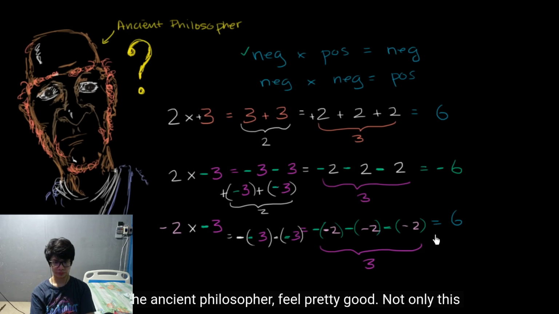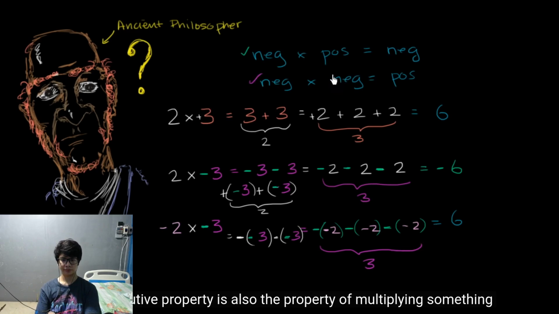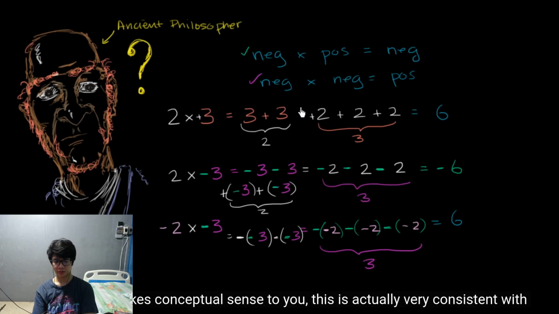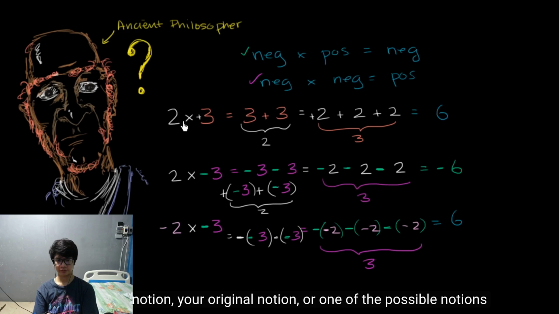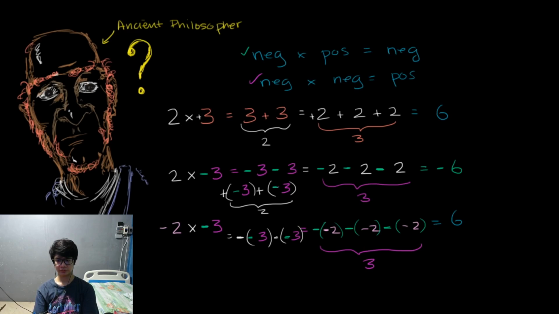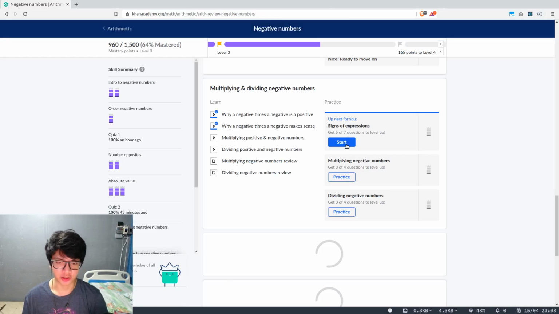So now you as the ancient philosopher feel pretty good. Not only is this all consistent with all of the mathematics you know, the distributive property, the associative property, all of these things that you already know, it now actually makes conceptual sense to you. That this actually is very consistent with your original notion, or one of the possible notions of multiplication, which is as repeated addition. Okay, that was pretty sick.